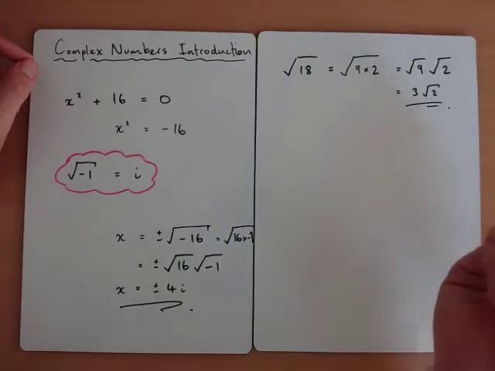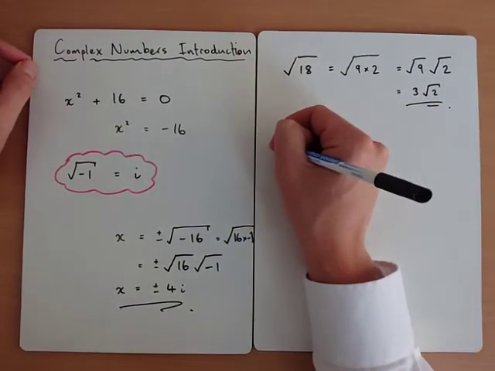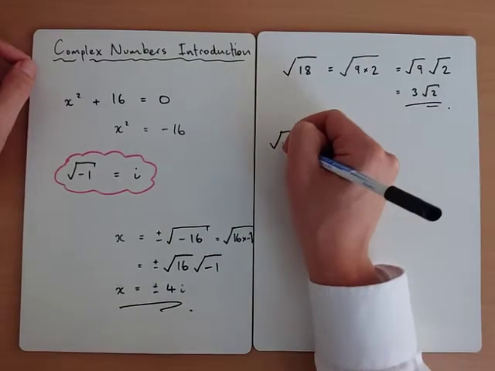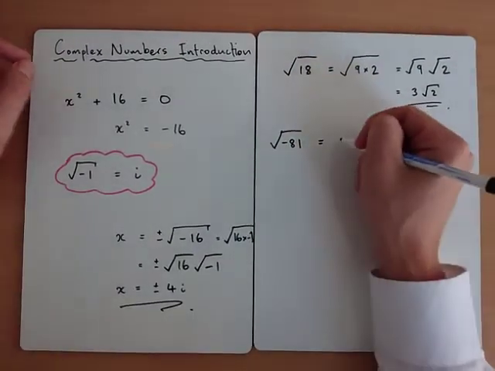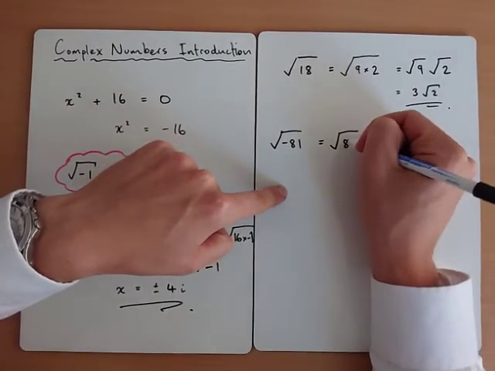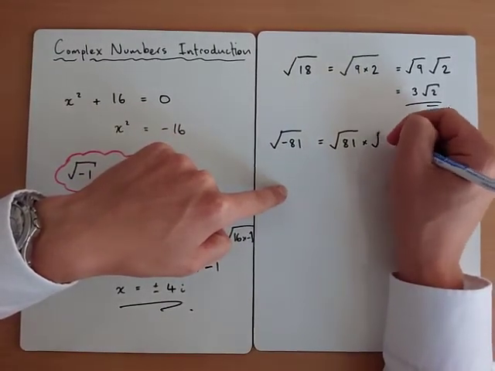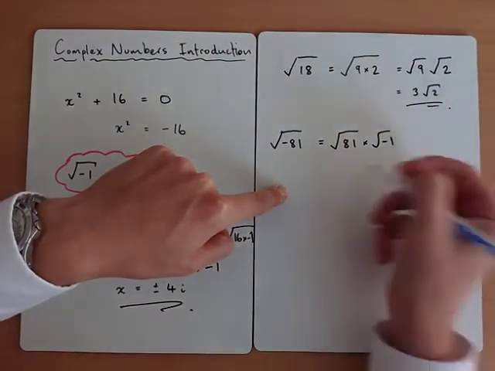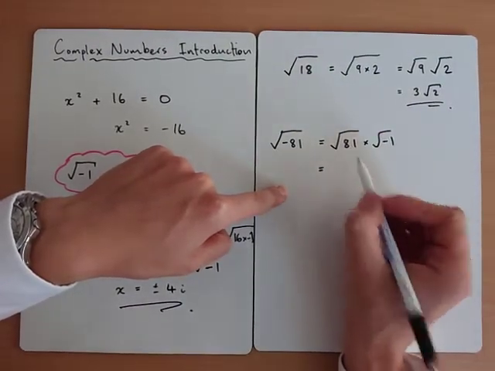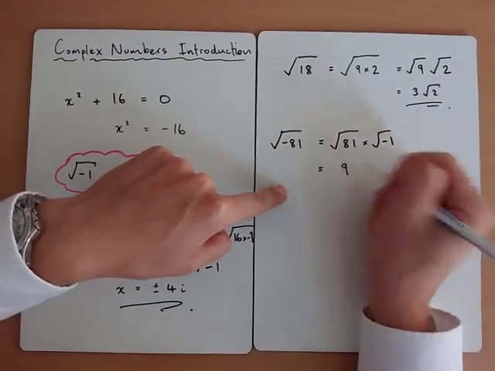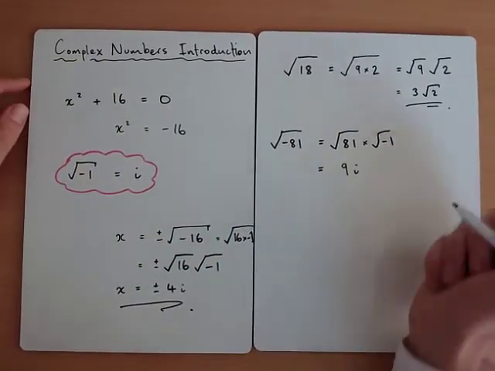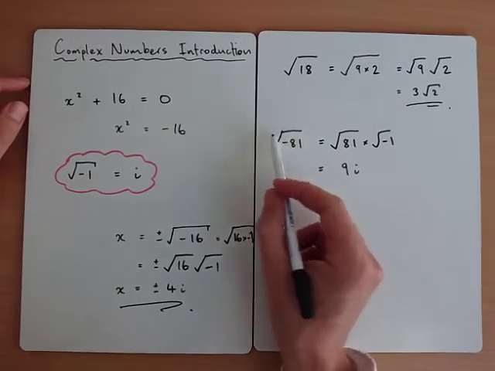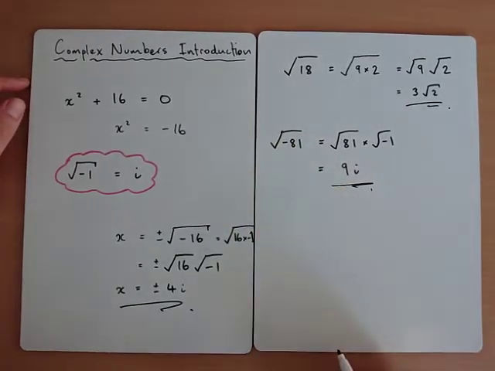So if I, for example, wanted to work out the square root of minus 81, we can write that as the square root of 81 times the square root of minus 1. And then what's the square root of 81? 9. What's the square root of minus 1? I. So this, we could write as 9i.